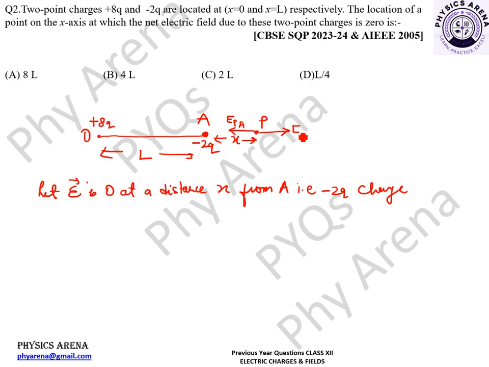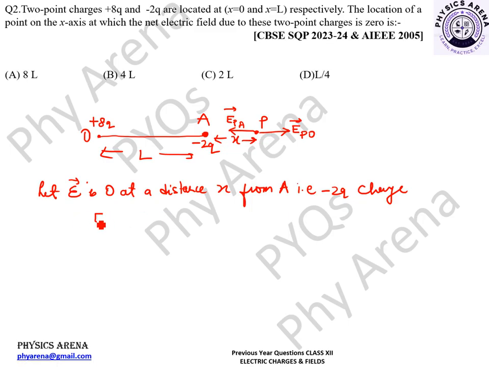So we will be having EPO, electric field at P due to charge present at O. So let's try to find out the magnitude of these two electric fields, and they have to be equal because they are opposite in direction, and when they are equal, the net field at P will be 0.